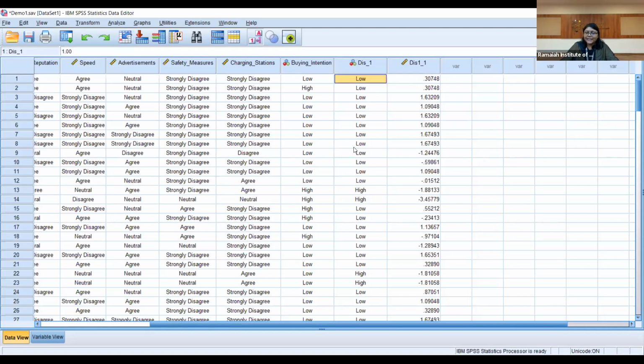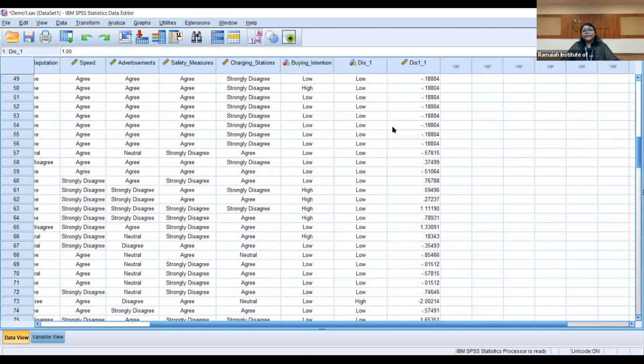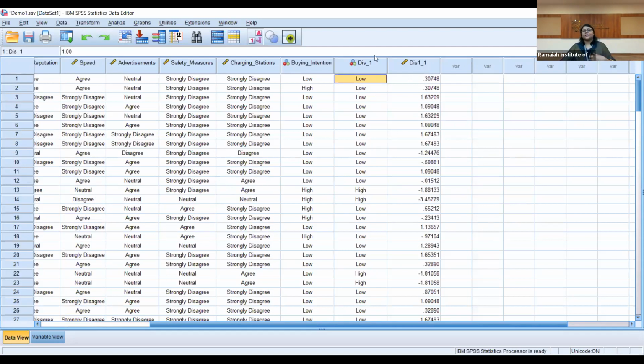Now based on all these calculations that we did, 49 are there in the low buying intention and 111 are there in the high buying intention. And this is the discriminant function, individual functions for individual cases. So with this, we complete our discriminant analysis. Now let's go ahead with our cluster analysis.